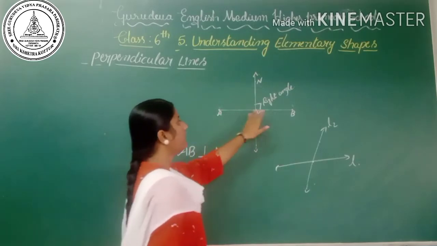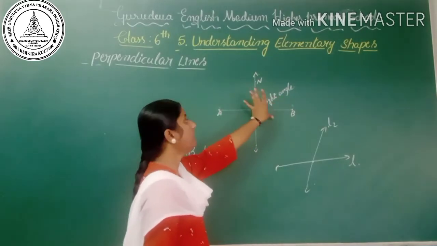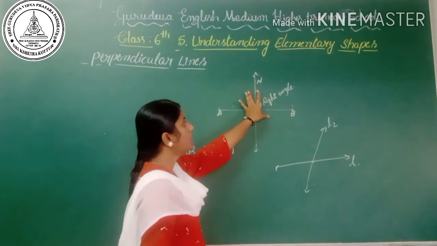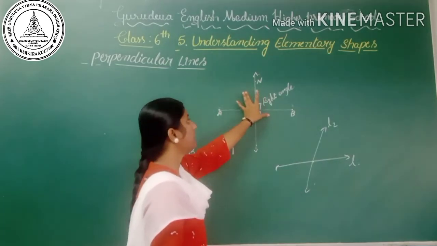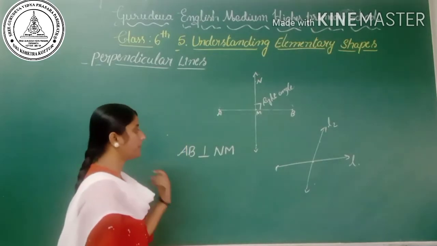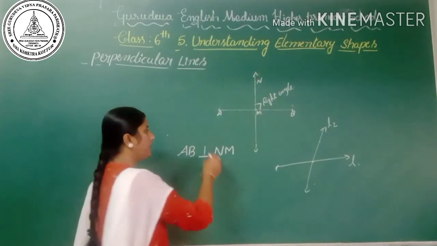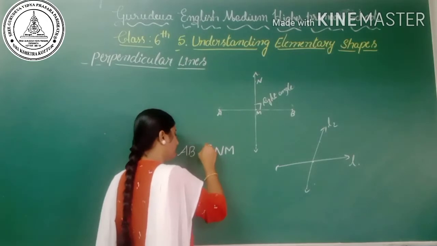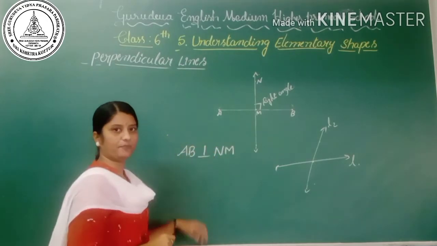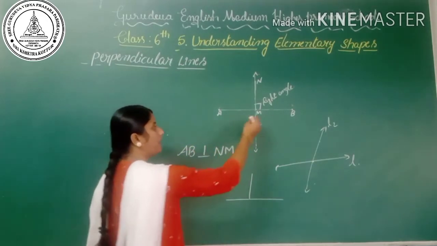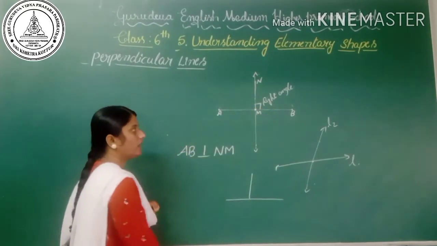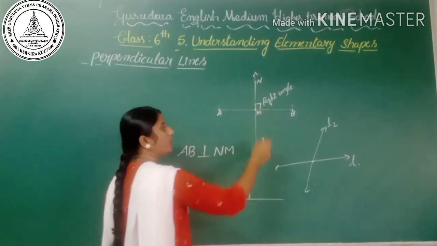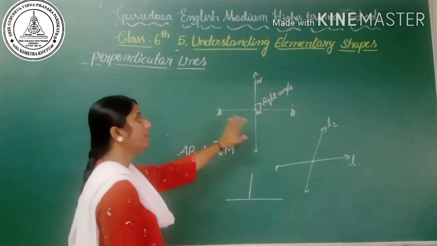So it forms the right angle between the two rays. Here the angle formed is the right angle, then the lines are called perpendicular lines. The perpendicular symbol is an upside-down T. And here the perpendicular intersects at the point M. So M is the intersecting point and also we can call it the midpoint.